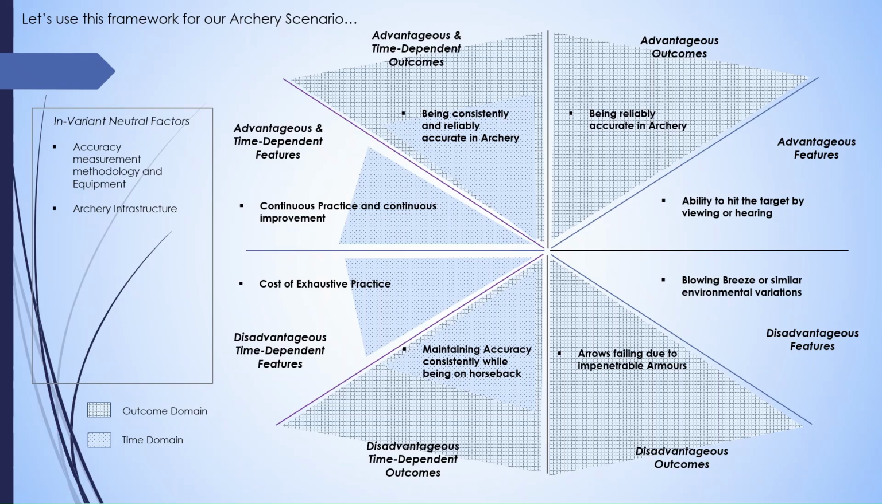Next, let's layer in time. Over time, continuous practice and continuous improvement act as strong, advantageous, time-dependent features. The more the archer practices, the better their control, judgment, and consistency become. However, time introduces trade-offs as well. Exhaustive practice has a cost: fatigue, physical strain, and resource consumption, which makes it a disadvantageous time-dependent feature.